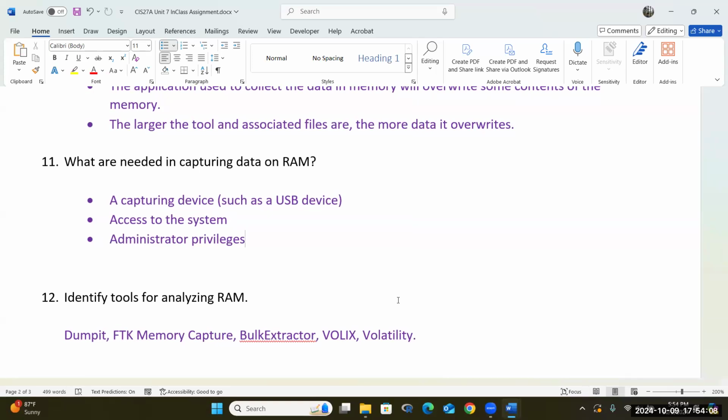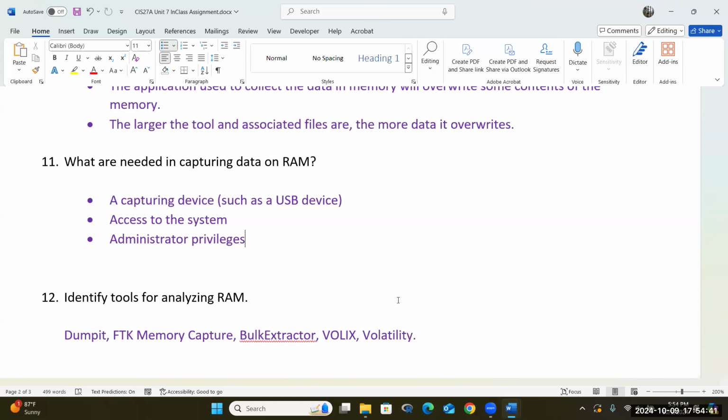So what kind of tools can I use to analyze RAM? This is the common list, and also the one recommended by the book. However, you do see new tools coming to the scene every year, so you want to check those out. You've got DumpIt, FTK memory capture, bulk extractor, Volix, and Volatility.